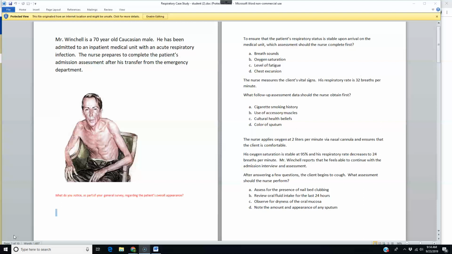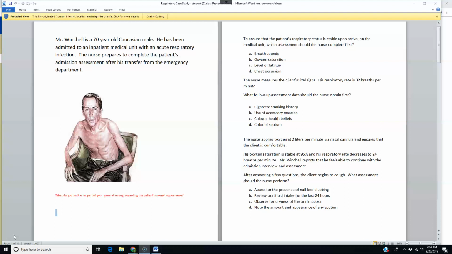Notice how he's kind of leaning over. Many times patients who have this problem with chronic obstructive pulmonary disease will tend to lean forward to hopefully open up that area in the lungs to let in more oxygen.